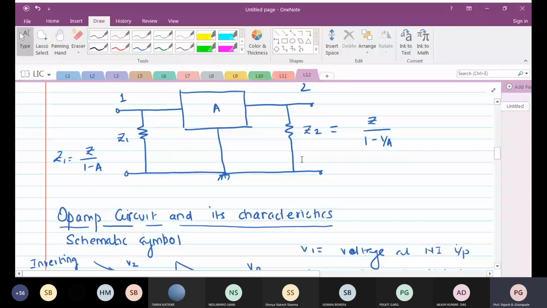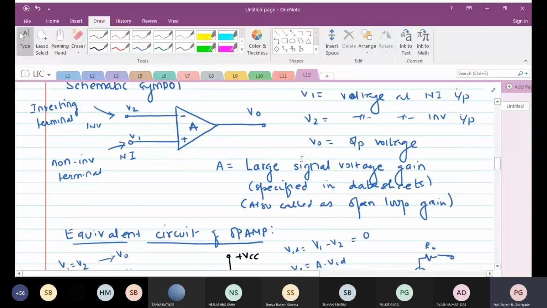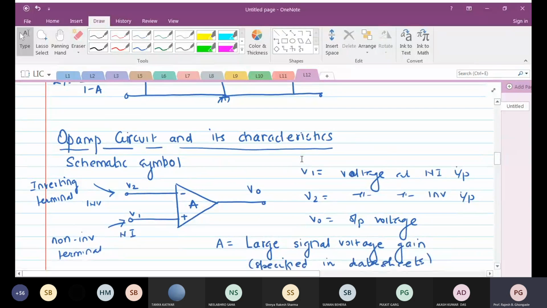Please remember this carefully. It is going to be useful to us when we derive the equations for the input impedance and the output impedance of the operational amplifier according to its configurations. Then we said something about the operational amplifier circuit, rather the characteristics of the operational amplifier. We started with the schematics involved.